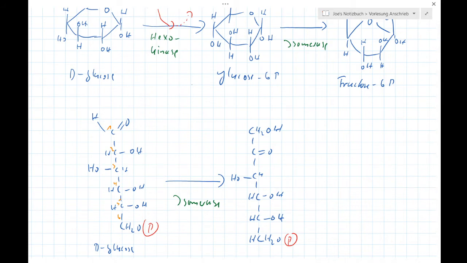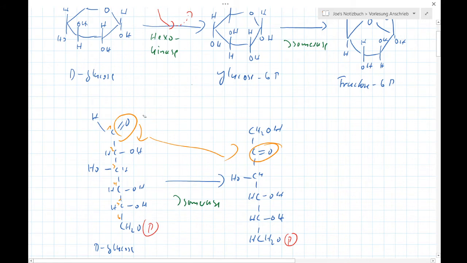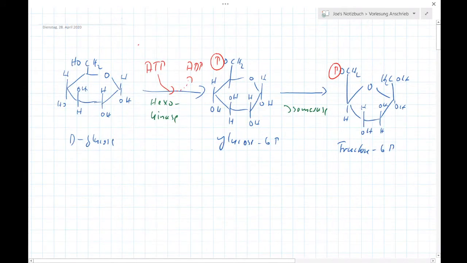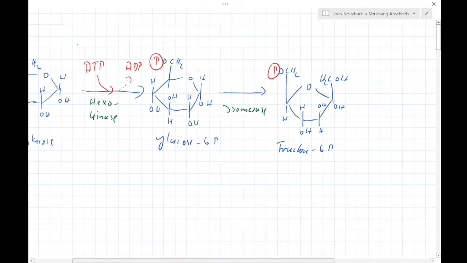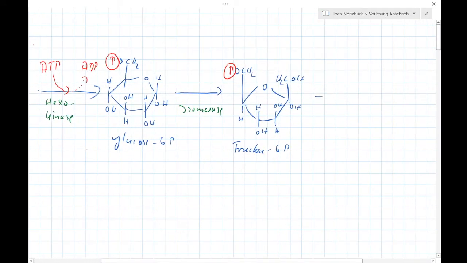And you see what happens with the isomerase is you move this group to this position. So this is what happens with the isomerase. And of course, in this projection, it's easier to see what's really happening with this enzyme. Now from fructose 6-phosphate, we go to the next reaction, which is a kinase. So again, we have a kinase, and this kinase is called phosphofructokinase.